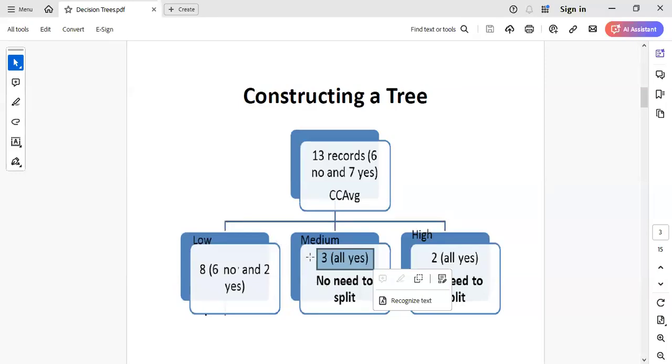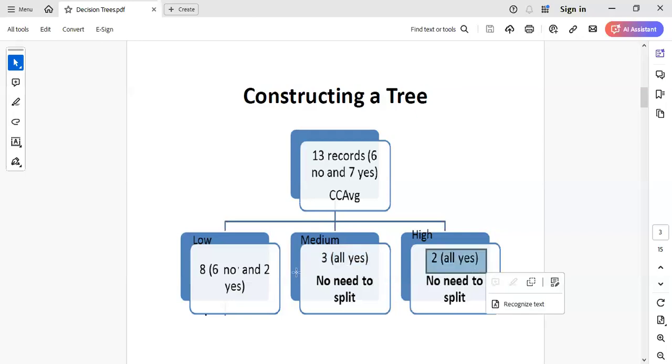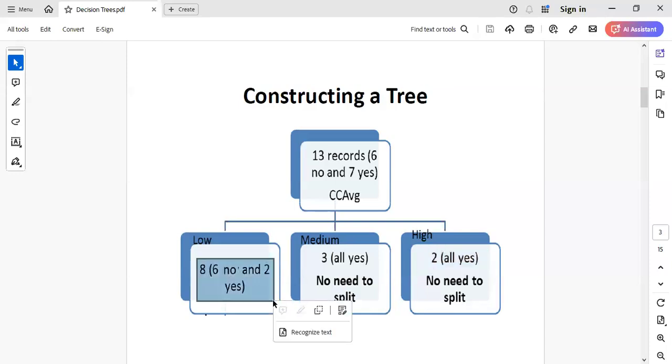So in medium we have 3 records and all are yes. In high we have 2 records and all are yes. So there is no need for us to split further. But coming to the class low, we have 8 records, 6 are no, 2 are yes. So this is not a leaf, so there is a need for us to go further.